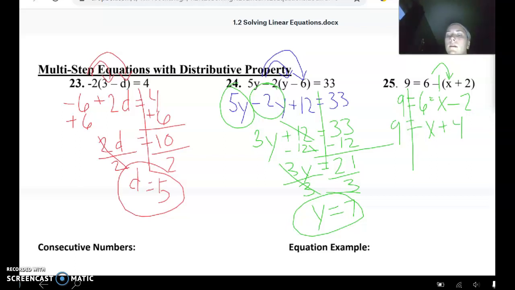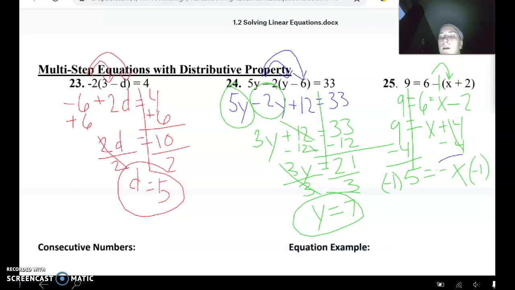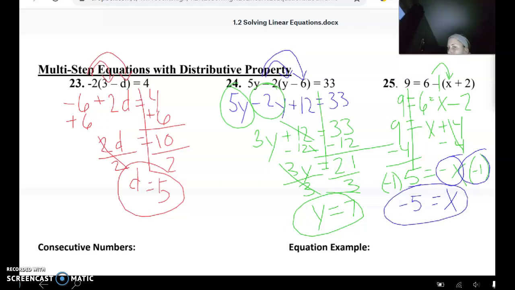Equal to 9. We're going to subtract 4 from both sides. We're left with 5 equals negative x. Now we always want our x to be positive, so we need to multiply both sides by negative 1. That's because when we multiply negative x and negative 1, we're multiplying two negatives. So that gives us a positive x. And negative 1 times 5 gives us negative 5. So you should get x equals negative 5 for number 25.